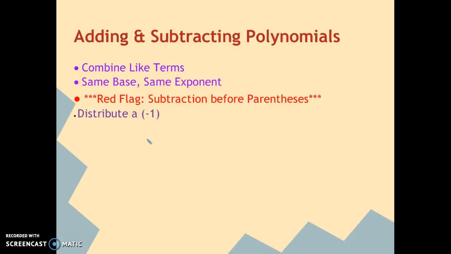So adding and subtracting polynomials. You need to combine your like terms, right? Your like terms have the same base and same exponent, and a red flag should always come up anytime there's subtraction before parentheses. Because if there's a minus out front, that's really a -1, and you've got to distribute the -1.